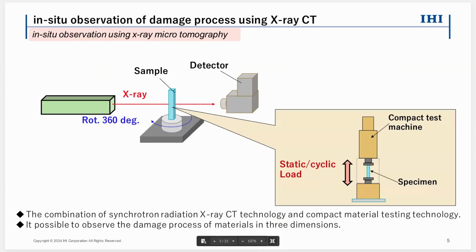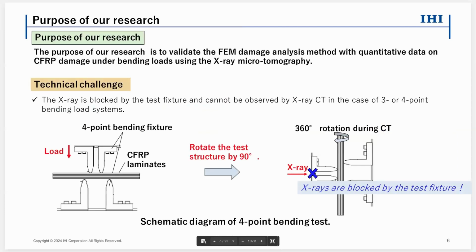Many researchers have performed X-ray microtomography in order to observe the fracture mechanism and fracture behavior. We suggest the combination of synchrotron radiation CT technology and compact material testing technology, so it's possible to observe the damage process of material in three dimensions. The purpose of our research is to validate the FEM damage analysis method with quantitative data on CFRP damage under bending loads using X-ray microtomography.